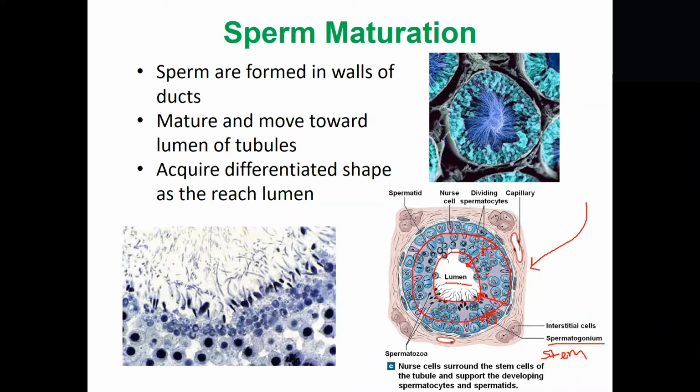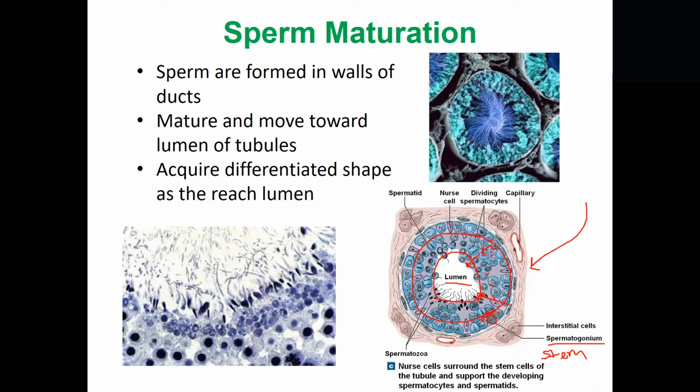Lumen is a general term in anatomy and physiology and just refers to a hollow center. The middle of your blood vessels has a lumen. The middle of your digestive tract has a lumen. It just means a hollow center. So this is what we're working towards. We're trying to divide and make these spermatids and push them towards the lumen.